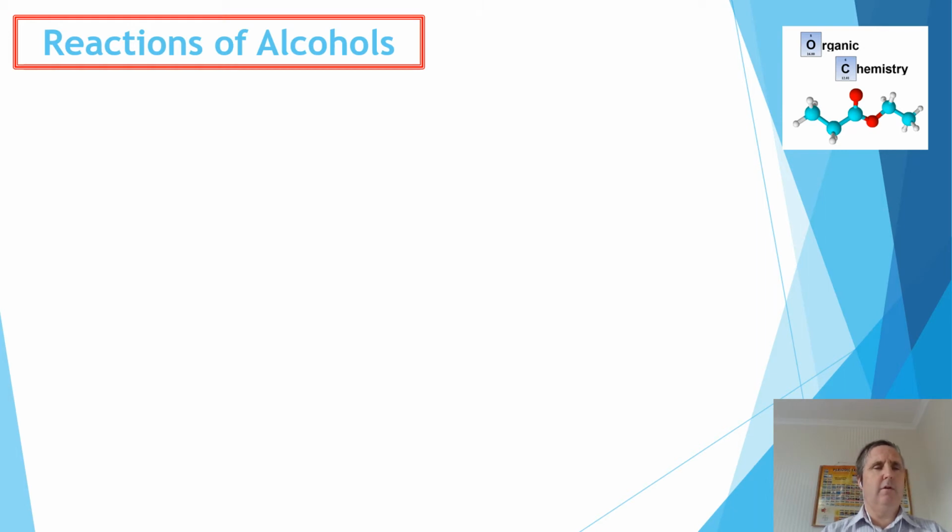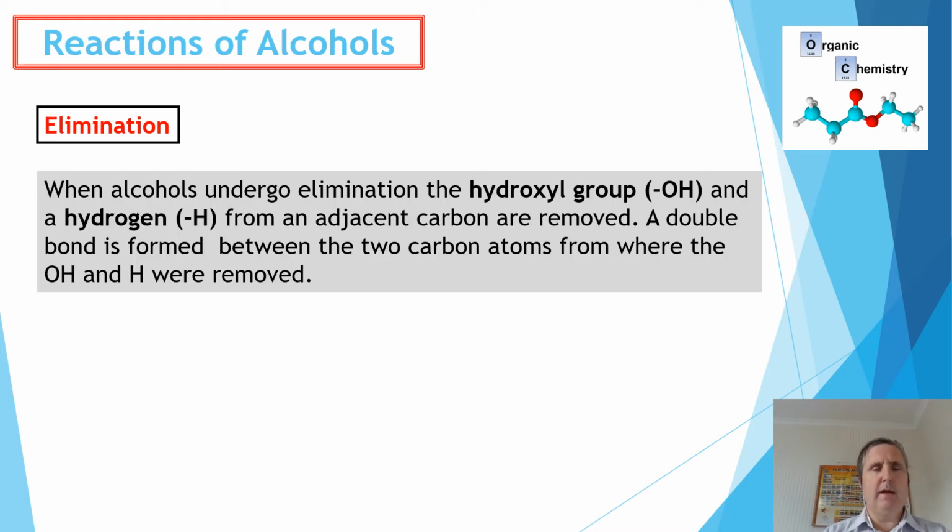Okay, so the third type of reaction that alcohols undergo is called an elimination reaction. An elimination reaction is where something is removed, and in this case, for an alcohol elimination, we're going to remove an OH and a hydrogen from adjacent carbons, carbons that are next to each other, and we're going to form a double bond. So let's have a look at how we do that.